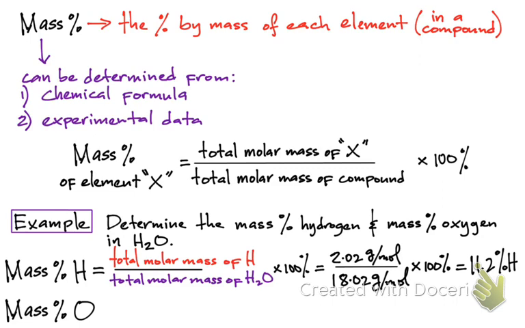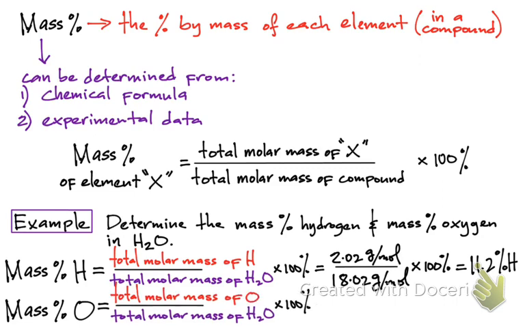And we can do the same thing for the mass percent of oxygen. In this case, the total molar mass of oxygen is 16 grams per mole divided by 18 grams per mole for the total molar mass of H2O times 100%, and we get 88.8% oxygen.